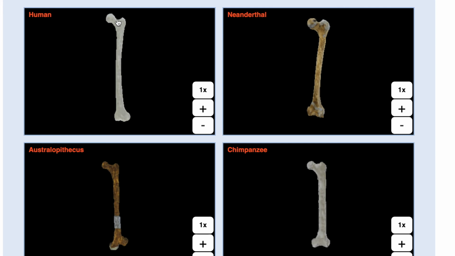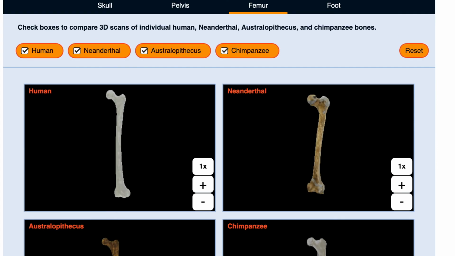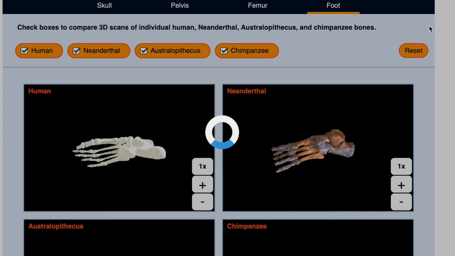And so you should see a difference in the size of the femoral head in a modern human compared to a chimpanzee, right? And again, remember, modern humans walk bipedally, chimpanzees do not. So how would you compare what you see then in Neanderthals and Australopithecus with what we're seeing in the modern human and the chimpanzee? And again, you may want to pause this video for a second just to go fill out the data table. The final part of the body that we're going to be looking at is the foot.